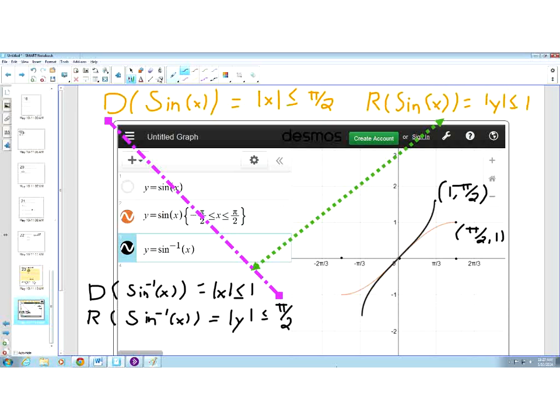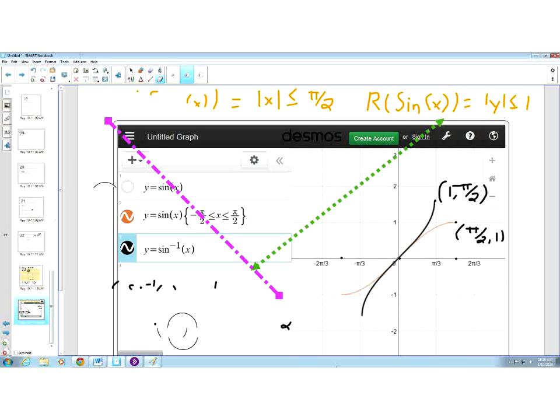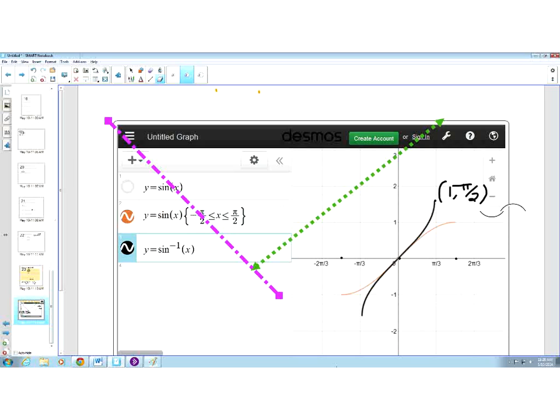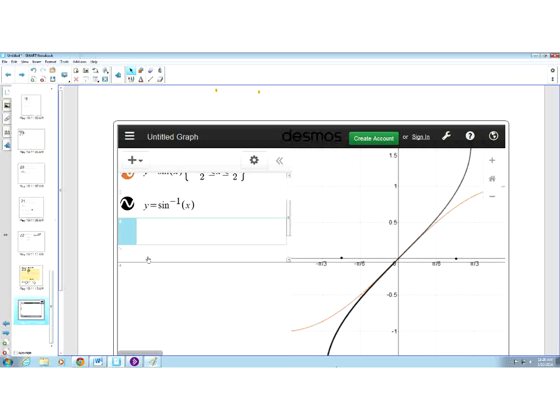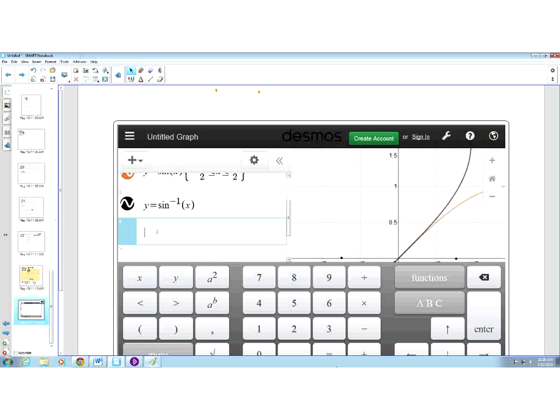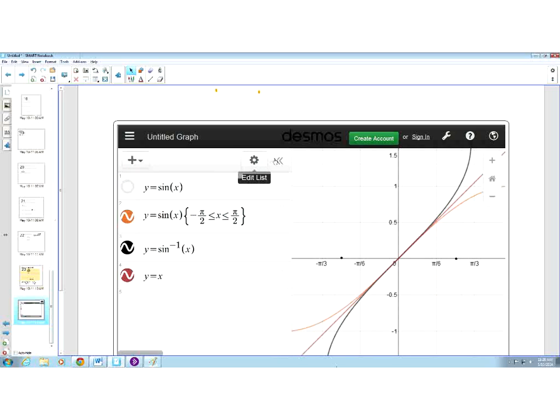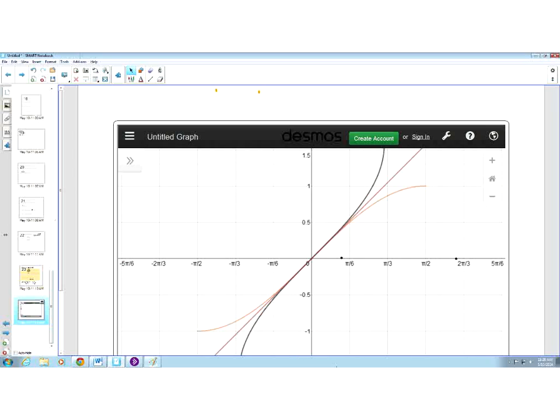Let me erase all the scribbles and give you another structure to be conscientious of. Let me erase all of this. Take this away so you can see better. And let's zoom in some more. Now, it turns out that a function and its inverse, no matter what the functions are, are symmetric with respect to the line y equals x. The red line is y equals x.